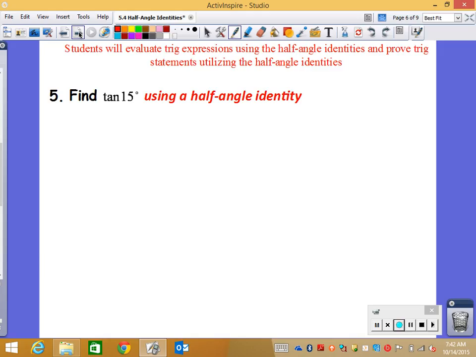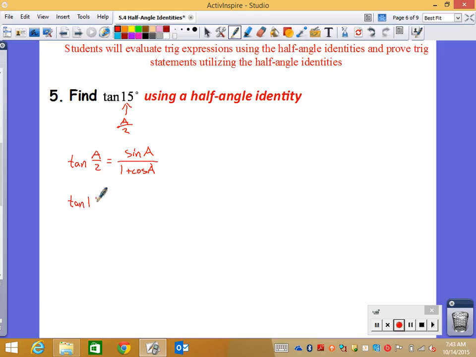So I recognize right away that 15 is half of 30. So I'm going to let 15 be my a over 2. So what is a in this situation? 30. So using my half angle identity, tangent of a over 2 is equal to sine of a over 1 plus the cosine of a. Well, my a in this case is 15 times 2, or 30.